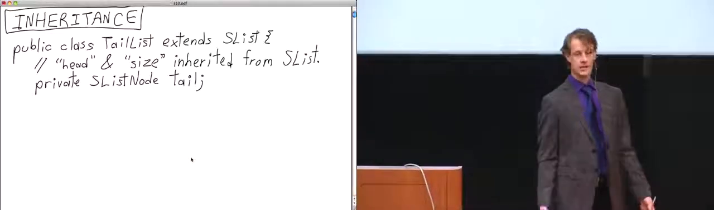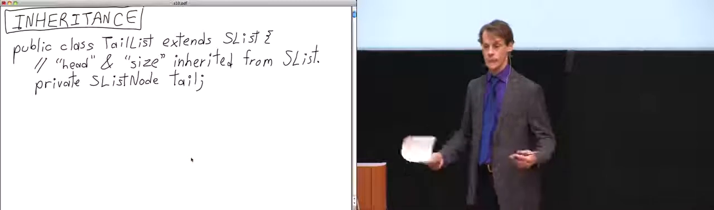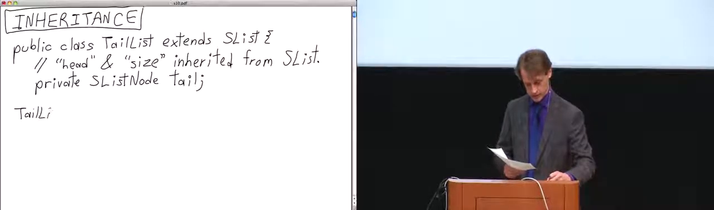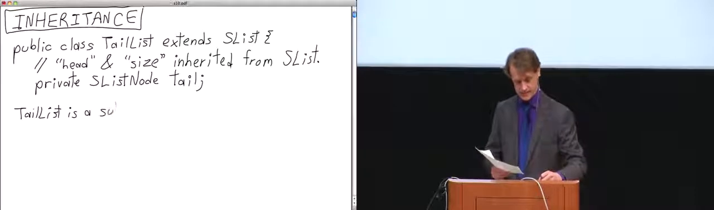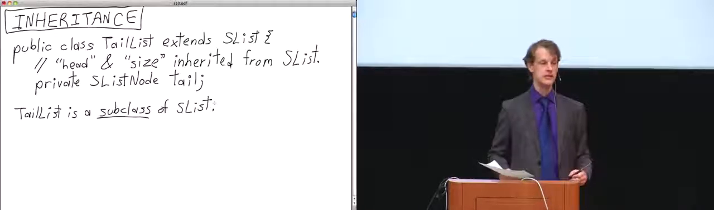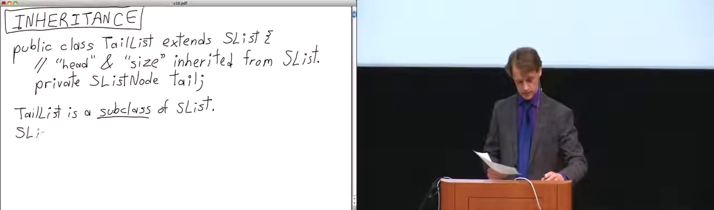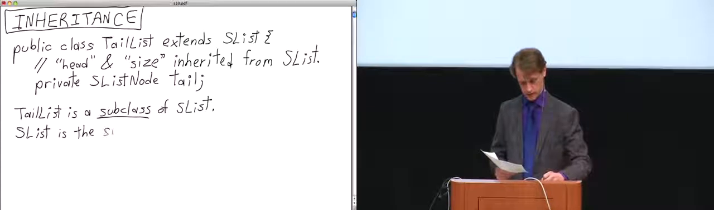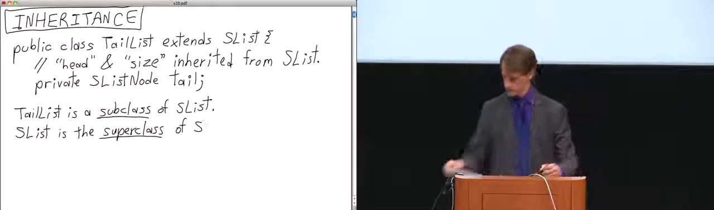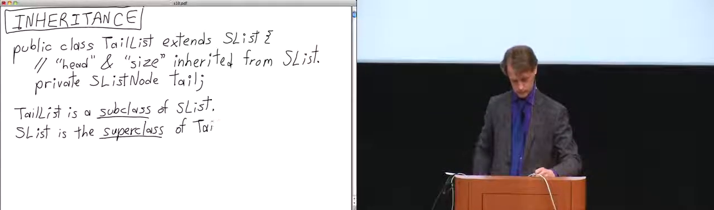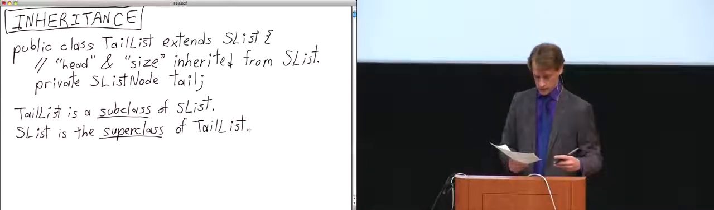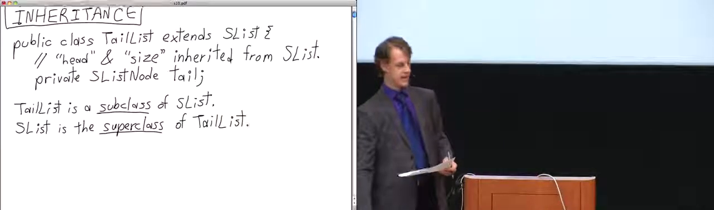So now we have a class called TailList that behaves the same as the SList class, but has this new additional tail field that's not present in the SList class. TailList is said to be a subclass of SList, and SList is said to be the superclass of TailList. So a TailList has three fields: head, tail, size.